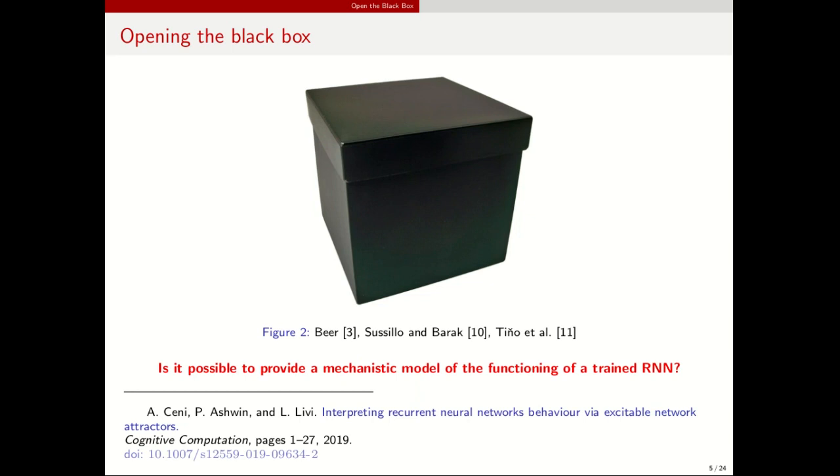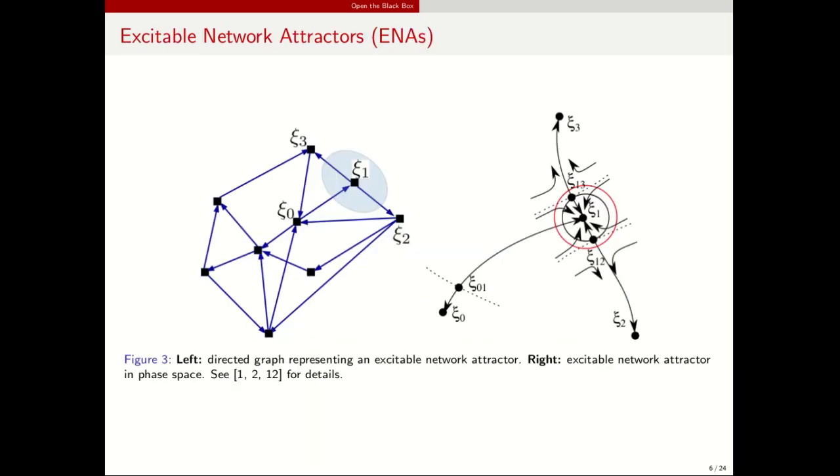And so we tried to answer this question in this paper here, published in Cognitive Computation, where we exploited these attractors called excitable network attractors in order to open the black box of recurrent neural network. And I'm going to briefly explain and summarize what we found in the idea of this paper in Cognitive Computation.